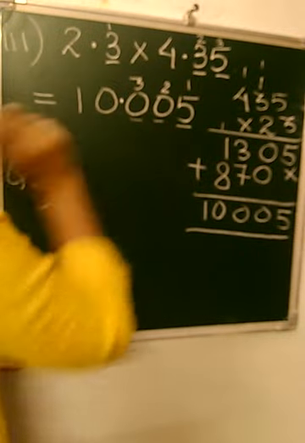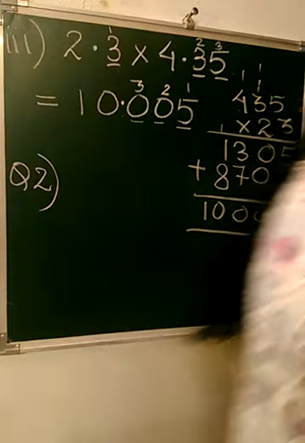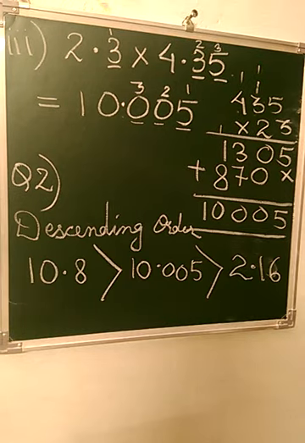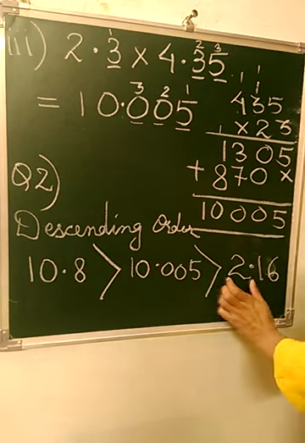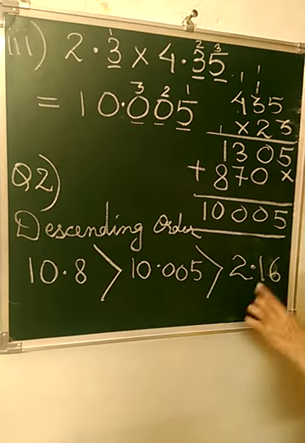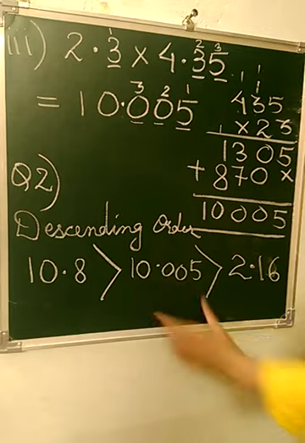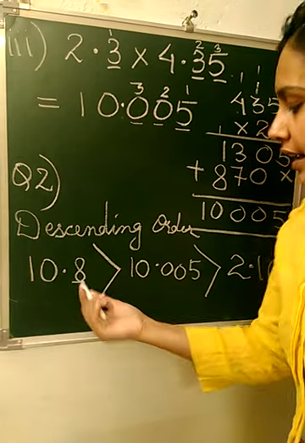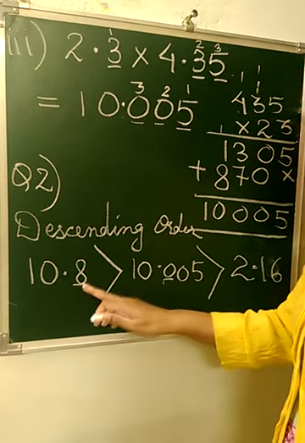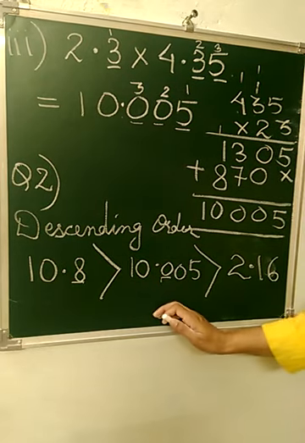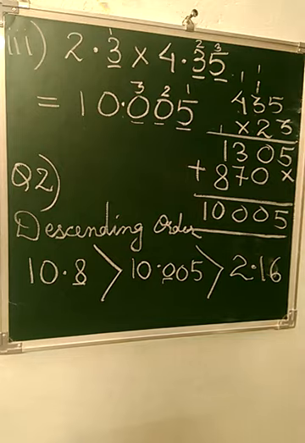Now question number 2 of the same try these is to arrange these products in descending order. So we are going to do it now. Here, as you can see, I have written the descending order: 10.8, then 10.005, then 2.6. No problem in comparing 2 and 10s. Okay, it is understood that 2 will be the smallest. But when we compare 10.8 and 10.005, we compare the 10th place here. The 10th place here is 8 and here is 0. Okay, so obviously this is greater. So this is how we will complete the try these.